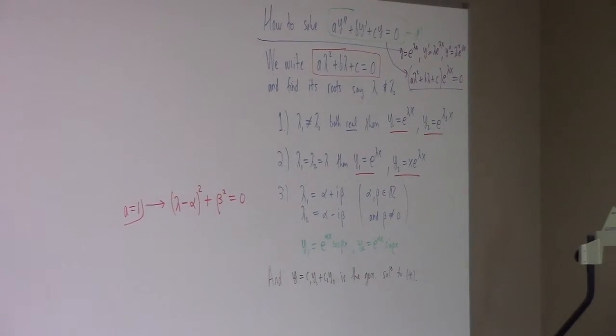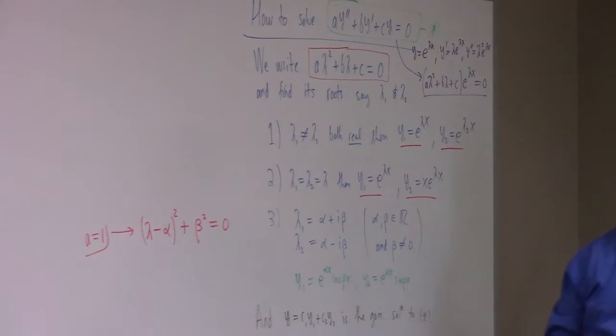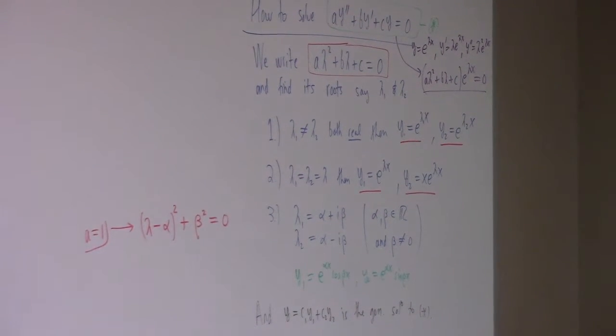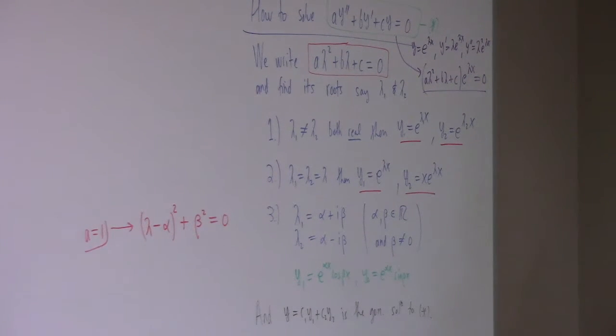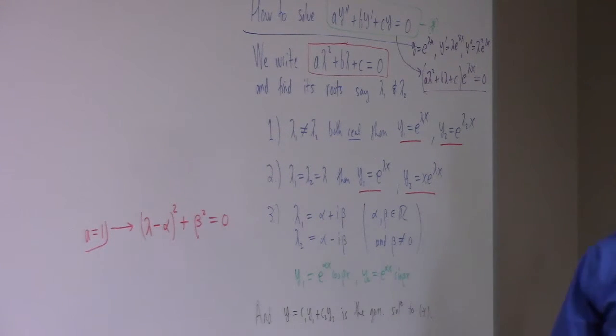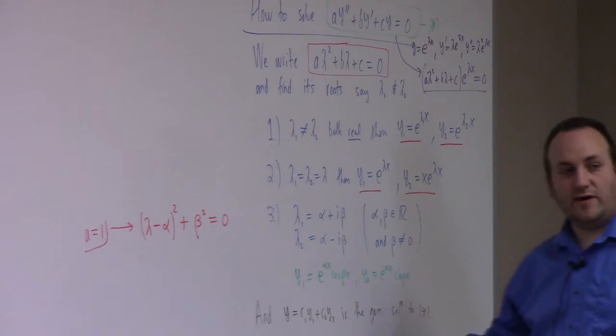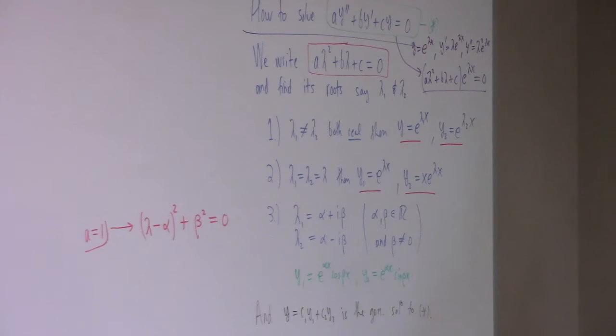Either you have distinct real roots, which means y1 and y2 are e to the lambda 1 x and e to the lambda 2 x. Those are the real distinct solutions. If it's a repeated root, you get e to the lambda x and x e to the lambda x, like we proved works today. Or step 3, you could have a pair of complex solutions, in which case you will use e to the alpha x cosine beta x and e to the alpha x sine beta x as your separate real solutions to the problem. In all three cases, the general solution is formed by taking a linear combination of y1 and y2, c1 y1 plus c2 y2. That's universally the case.